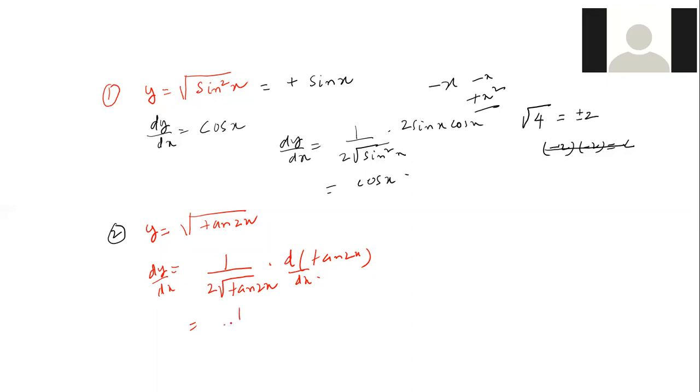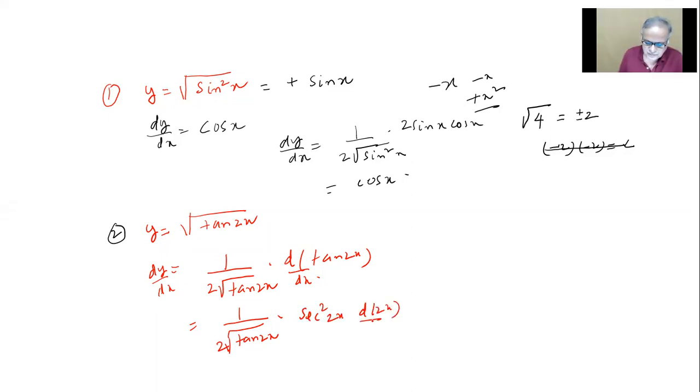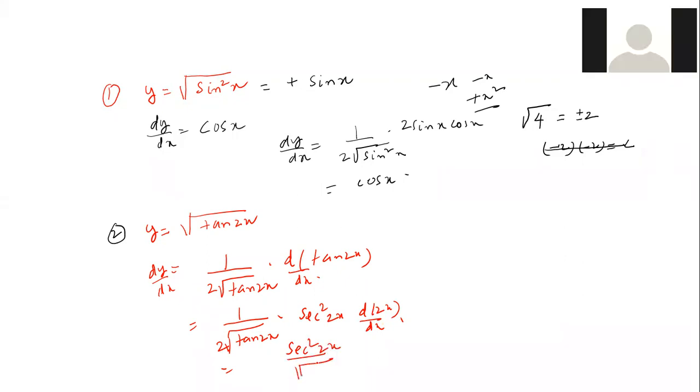This will be 1 by 2 root tan 2x. Yes. Tan 2x derivative is secant square 2x. But once again, 2x is there. Yes, sir. So that will become 2, right? d of 2x by dx is 2. That 2, this 2 goes. So what will I get? Yes, I got it. Tan 2x. Okay. Yes, sir. Third one.